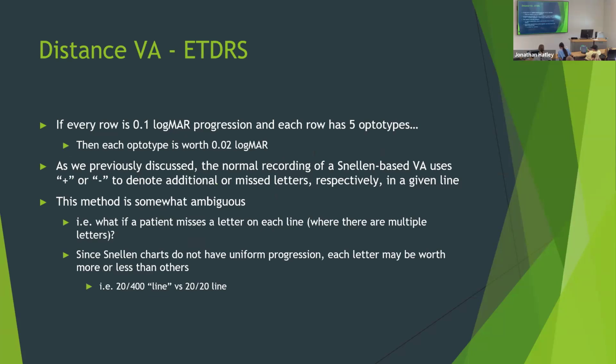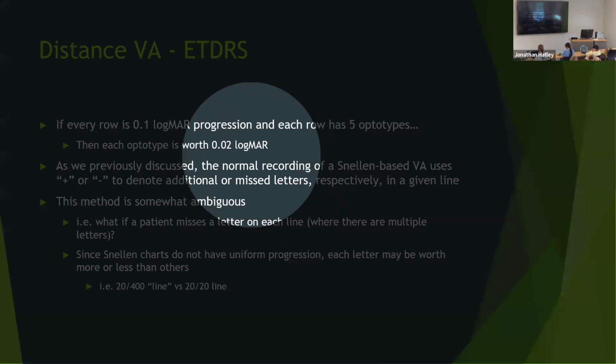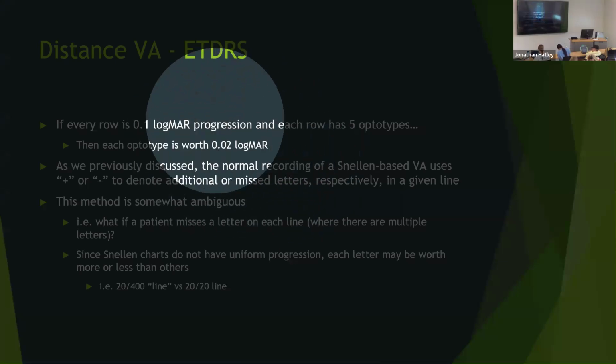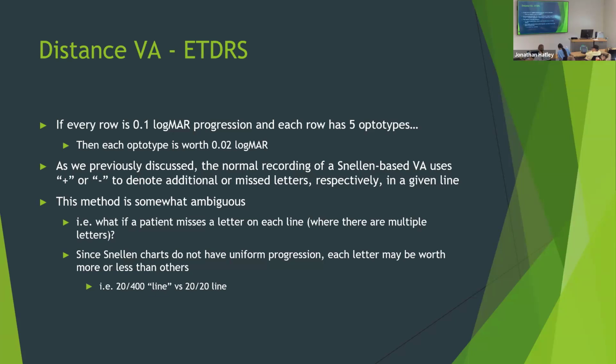So as I mentioned before, with the ETDRS and the Bailey-Lovie chart, each line decreases in size by 0.1 logMAR. Now, each line has 5 letters on it. And if you take 1 and divide it by 5, you get 0.02, as you can see here. That means that every letter on a line is worth 0.02 logMAR.